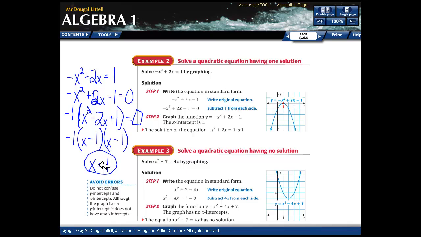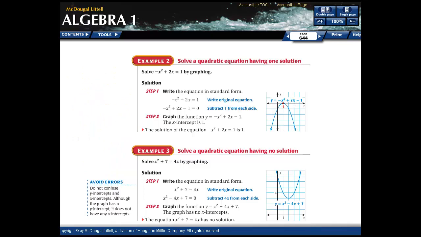And any time a parabola only has one x-intercept, it's going to look something like this. Basically the vertex is the only point that touches, okay? It could go up or go down, but anyway, it only crosses one time. It could also happen that they never cross, such as in the case down here where it says no solution.